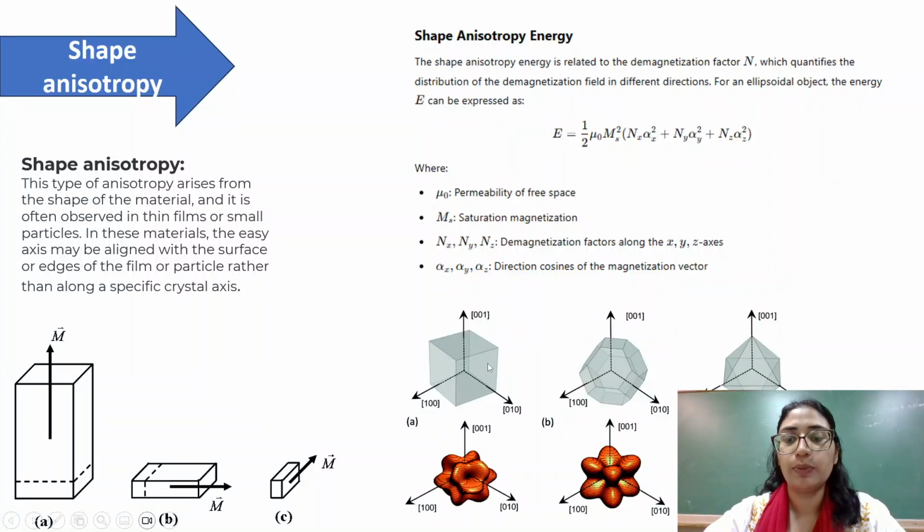Like if you have a cube, if you have a hexagonal, or if you have different shapes of your crystal, it will create a different preferred orientation, so it affects your anisotropy.